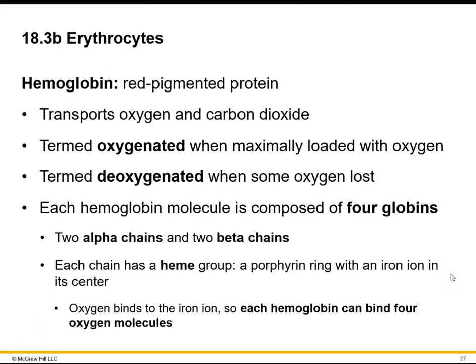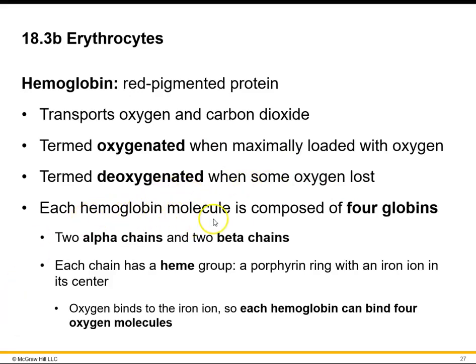Okay, so we said erythrocytes are packed full with hemoglobin. Well, what exactly is hemoglobin? It's going to be a red pigmented protein that transports oxygen and carbon dioxide. When it is maximally loaded with oxygen, we call it oxygenated hemoglobin. When it has lost at least a little bit of oxygen, we call it deoxygenated hemoglobin.